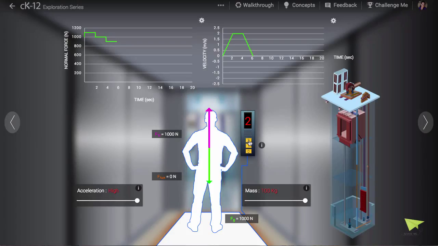In order for you to accelerate, the elevator needs to apply a force to you that is not balanced out by gravity. The elevator always applies an upward force on you. The floor of the elevator pushes up, and we call this the normal force.